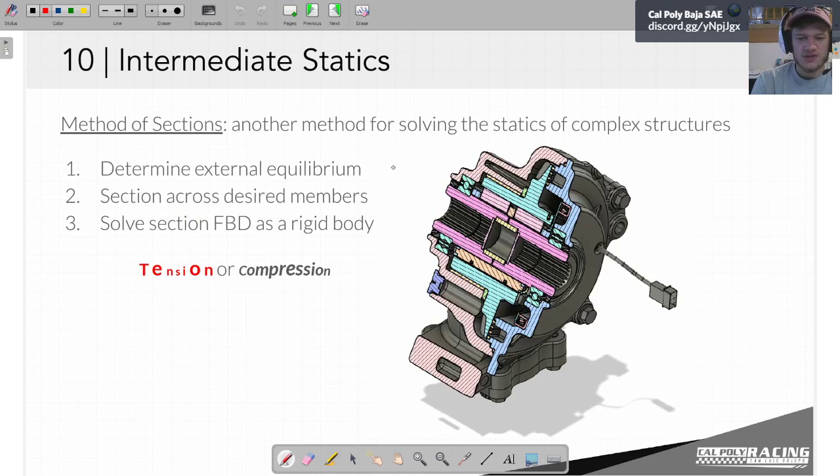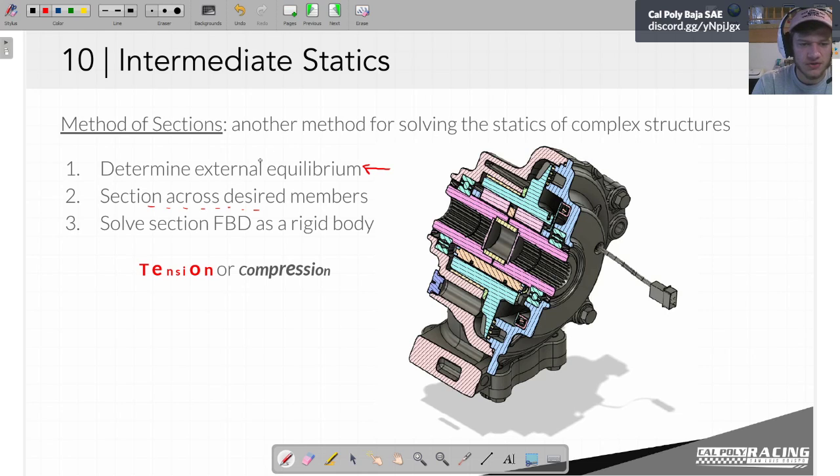The idea with the method of sections is that we start off solving the external problem. We want to figure out what all of our outside conditions are. Then all we need to do is section across the members that we're actually wondering about. You'll see pretty shortly that this is oftentimes a much faster method of doing statics, especially for problems where you're pretty certain of the information that you're trying to find.